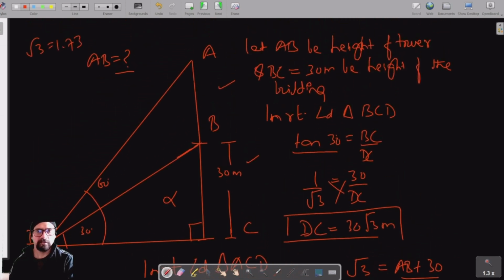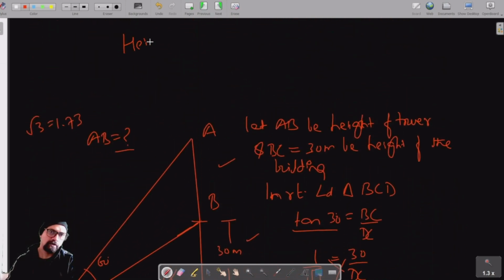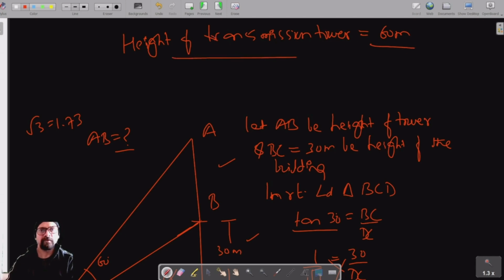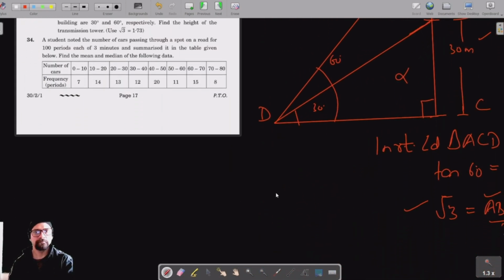So the height of the transmission tower is 60 meters. We can write that the height of the transmission tower is equal to 60 meters. Okay, and this finishes our question number 33. Let's move on to question number 34.